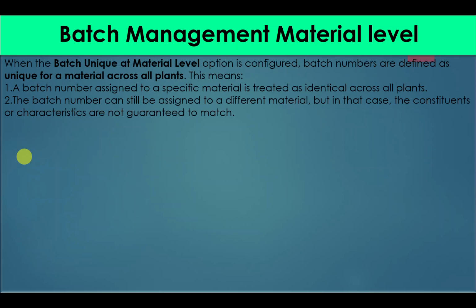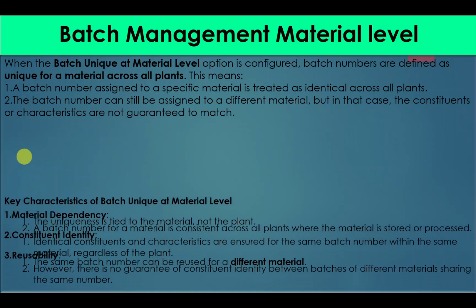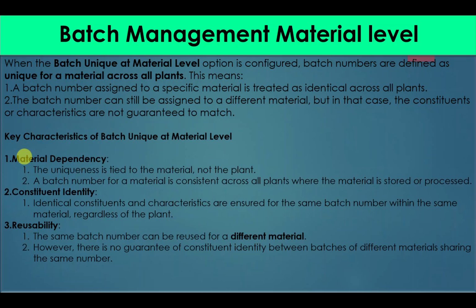Furthermore, when we activate the batch at material level option in the system, batch numbers are identified as unique at material level across all the plants, and a batch number assigned to a specific material is treated as identical, meaning the same can be used across all the plants. Also, a batch number can still be assigned to a different material, as we already saw, but there is no guarantee that the material will have the same characteristics. And these are the characteristics if we activate batch at a material level: material dependency, then identical characteristics and reusability.